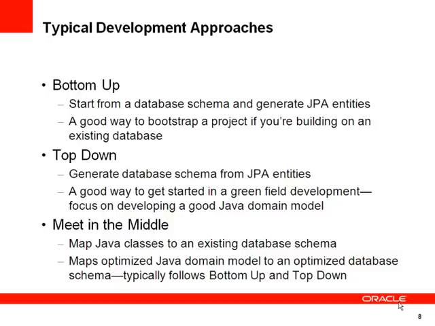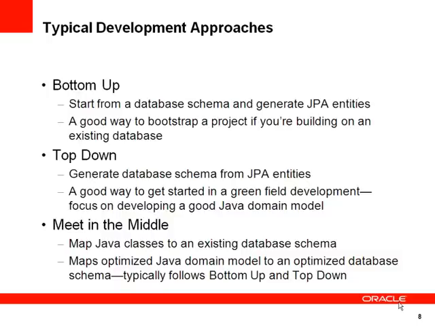The third approach is meet in the middle. And meet in the middle is actually fairly typical. This is a case where you have existing database schemas, and you want to come up with just the right Java object model. And you're really connecting existing classes to existing tables by providing the right annotations or the right metadata. This approach is actually most common because it lets you focus on getting it right on both sides, on the data model side and the Java object model side.